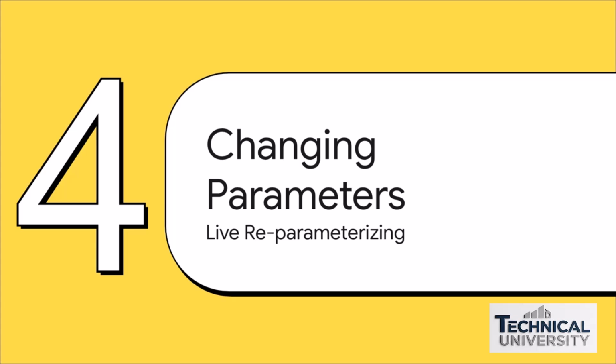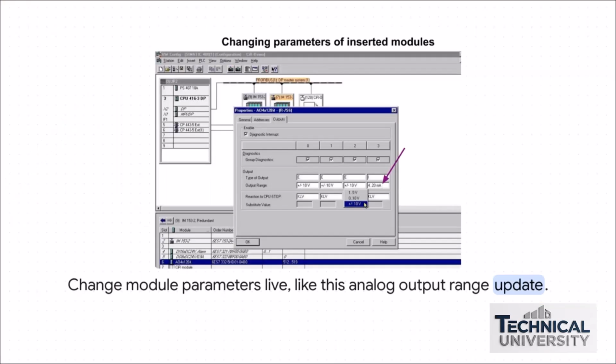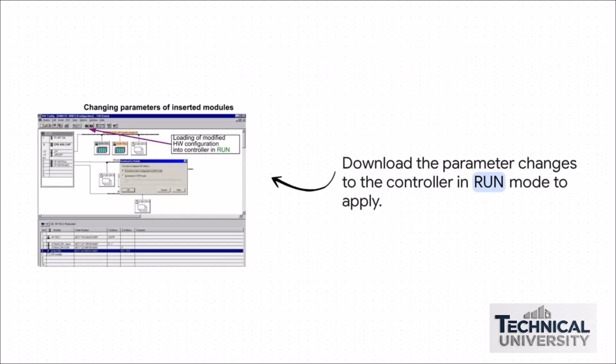Now, CIR isn't just about adding hardware. It also gives you the powerful ability to change the parameters of existing operational modules without stopping the CPU. Let's look at that in Section 4. Here's a perfect real-world scenario. Imagine you need to replace a valve that uses a voltage signal with a new one that needs a 4 to 20 milliamp current loop. With CIR, no problem. You just open the module's properties and change the parameter for that specific channel, all while the system is live. After you make that parameter change, you just download the configuration in run mode. Internally, the CPU calls organization block 83 to handle the update, and it applies your new settings to the live module without a single hiccup.